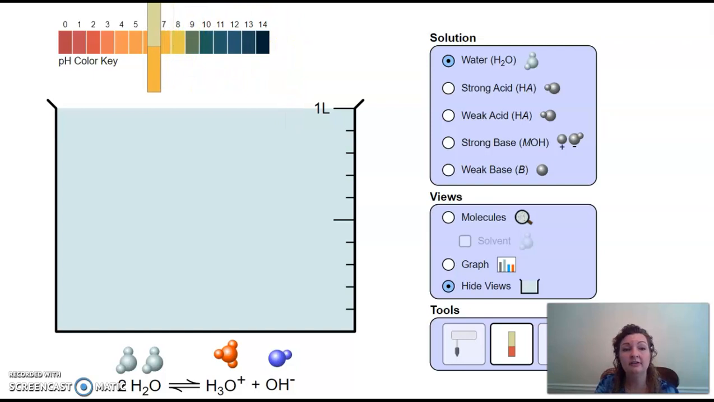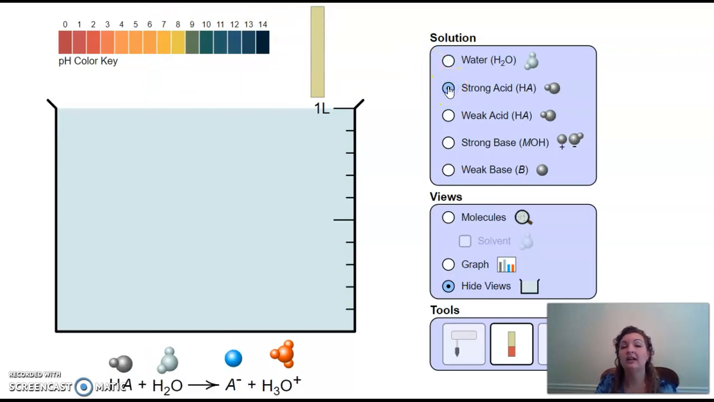And I could say, okay, this water is kind of in between a 6 and a 7. So it's pretty close to neutral, which is accurate. Water should be fairly close to neutral. Okay. Now we're going to look at a strong acid.